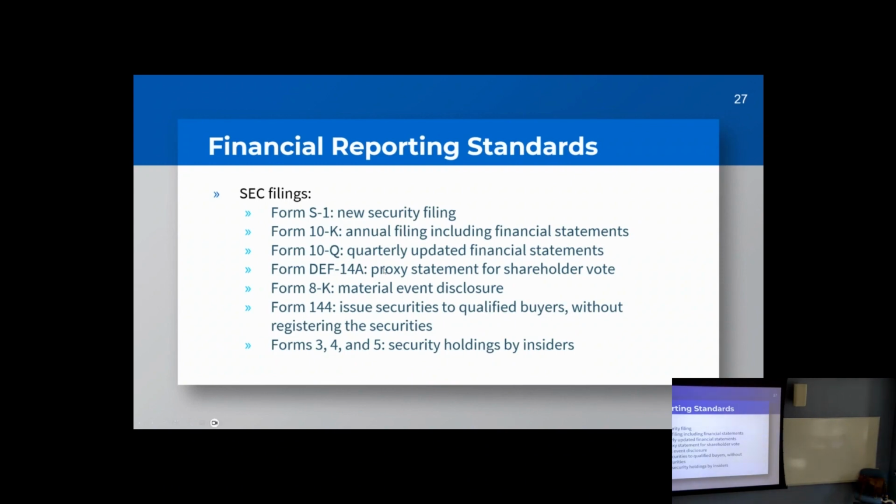Then you have the shareholder proxy votes. So when there's something important that shareholders have to vote on, usually that's going to be dividends, management packages, significant buyout events, repurchases, stuff like that. Material event disclosures, issuing securities, and lastly, security holdings by insiders.